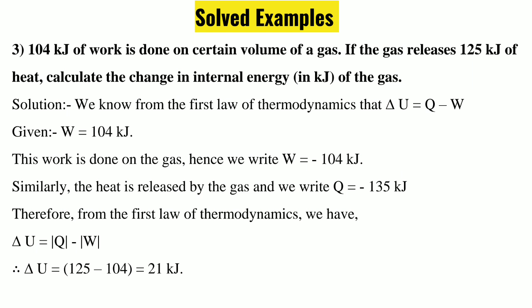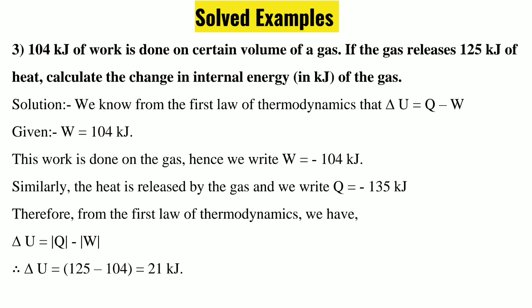Next one. 104 kilojoule of work is done on a certain volume of a gas. If the gas releases 125 kilojoule of heat, calculate the change in internal energy. We have to calculate the change in internal energy. From the first law of thermodynamics, delta U is equal to Q minus W. In place of W, the work done is already given, that is 104 kilojoule.